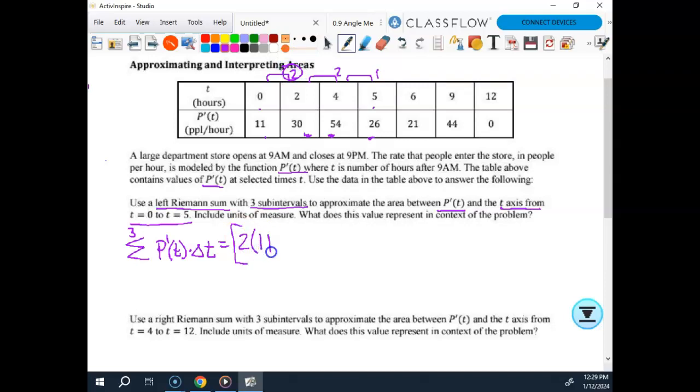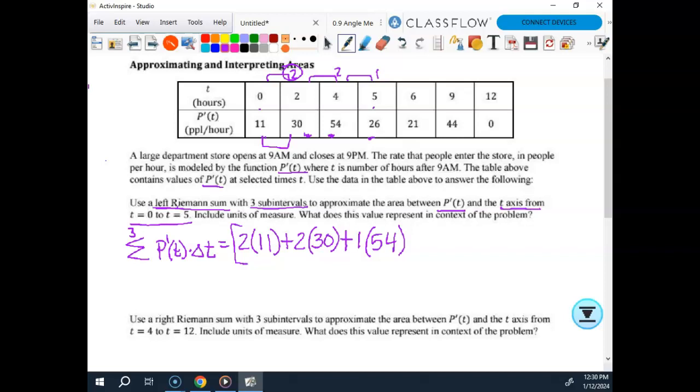11, because this is the left Riemann sum, so from here to here, I use the left. Plus, what's my next base length? 2, times what's my height? 30, plus my next base length? 1, times what's my height? 54. Notice with the 11, 30, and 54, I didn't skip over anything. You just have to know which one to start with on the first one, then you can just go down the line, okay? And then I have all three.